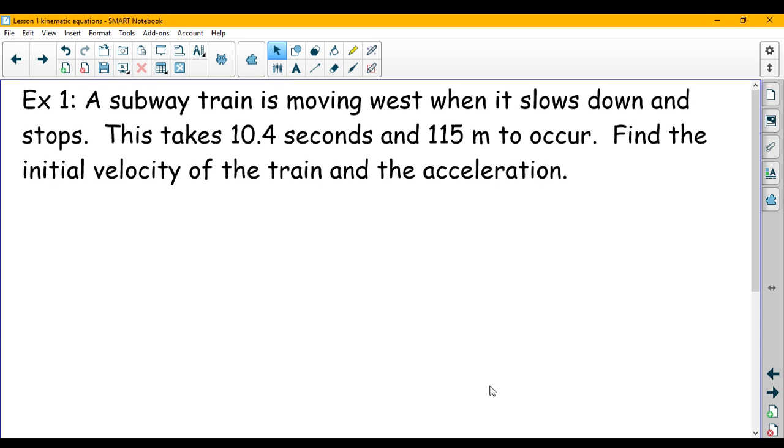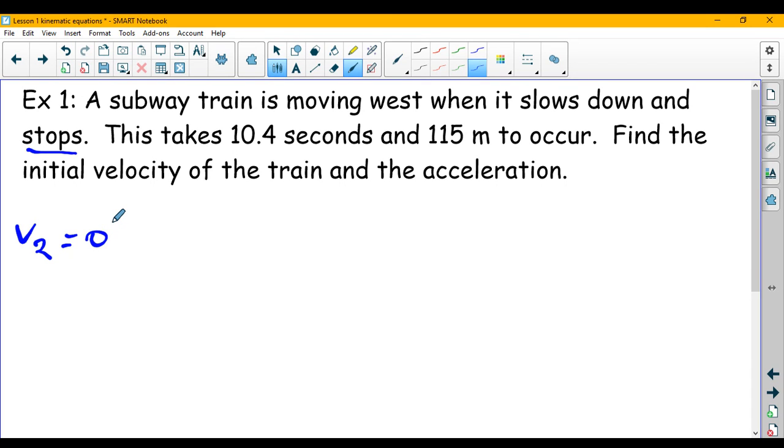Okay, so we're going to start with example number 1. And the thing about these questions is sometimes the numbers can be kind of just hinted at. And this is one of those questions. So when you look at this question, one of the hinted at things is this: when it slows down and stops, what this means is I know that V2 is going to be 0. That means it's not a number there, but I do know the information.